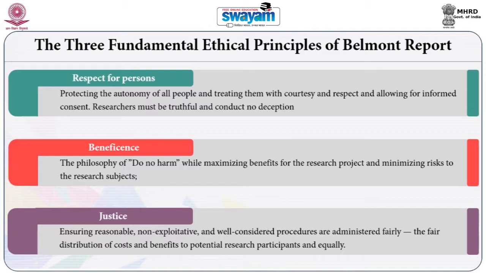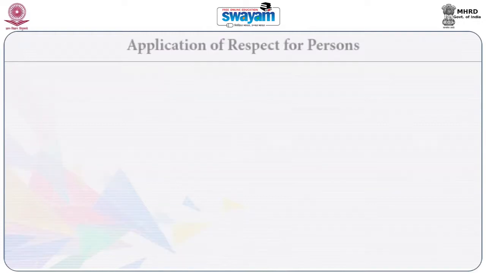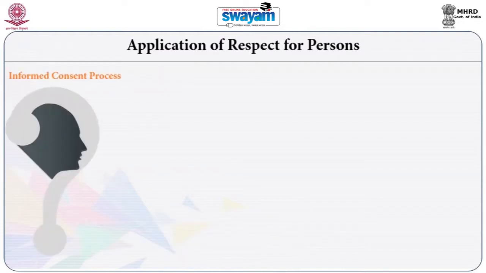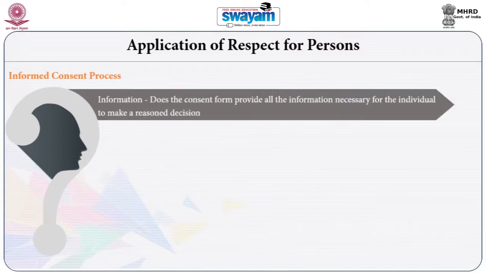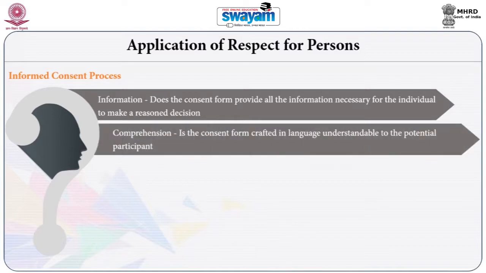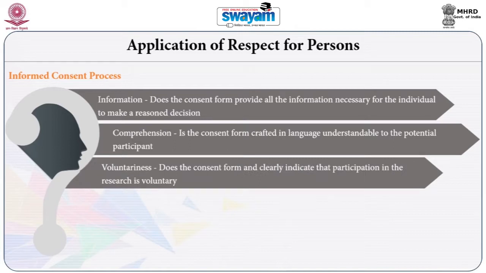Let us look into these three fundamental ethical principles of the Belmont Report in detail. Application of respect for persons requires an informed consent process to be put in place, which covers information, that is, ensuring that the consent form provides all the information necessary for the individual to make a reasoned decision. Comprehension, that the consent form is crafted in language understandable to the potential participant. Voluntariness, ensuring that the consent form clearly indicates that participation in the research is voluntary.